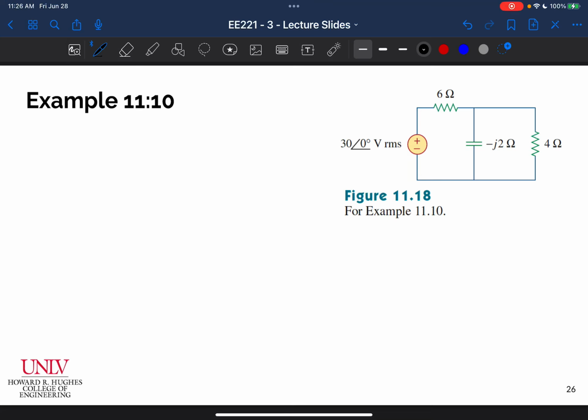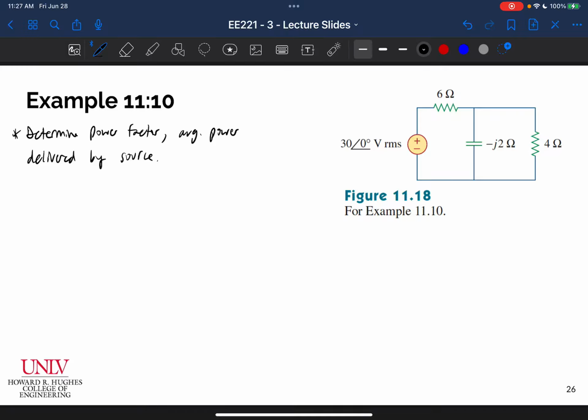All right, so let's go ahead and solve this example problem here. This is example problem 11.10 from the textbook. It says we want to determine the power factor and the average power delivered by the source. So that's what we're trying to set out to do here.